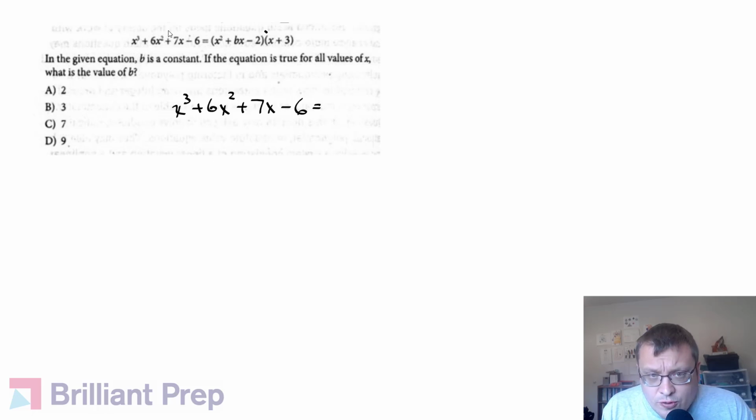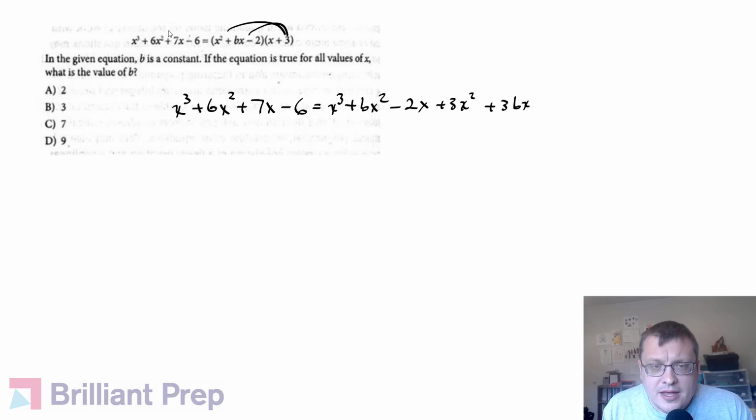And just be careful with this foiling. Take it step by step. So x times x squared is x cubed. X times bx is plus bx squared. X times negative 2 is minus 2x. 3 times x squared is plus 3x squared. 3 times bx is plus 3bx. And then finally, 3 times negative 2 is minus 6.